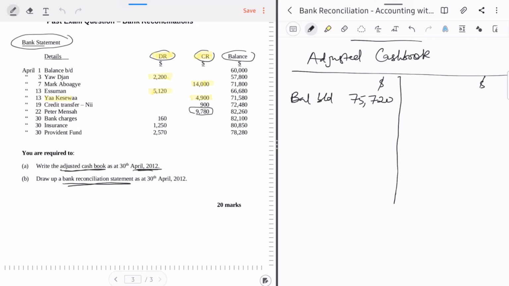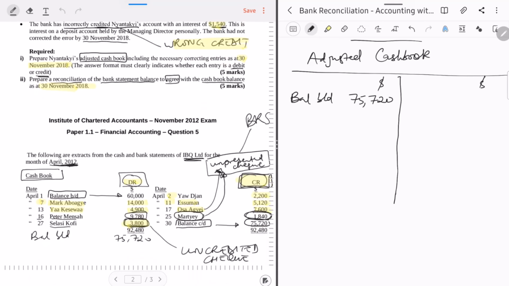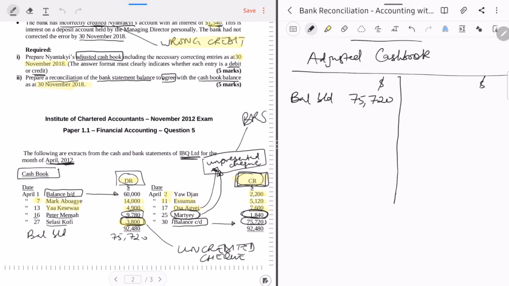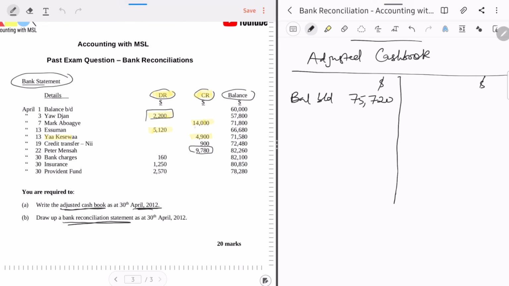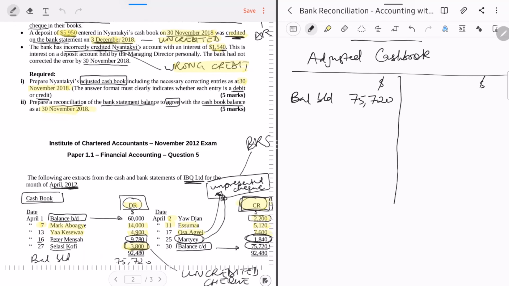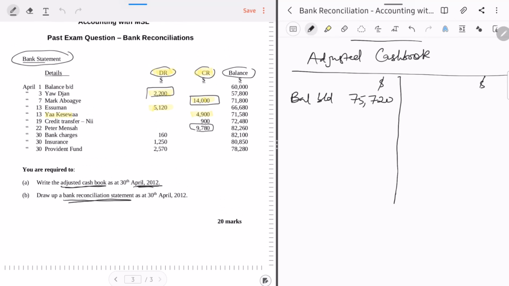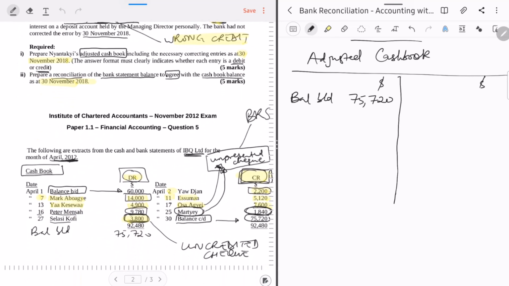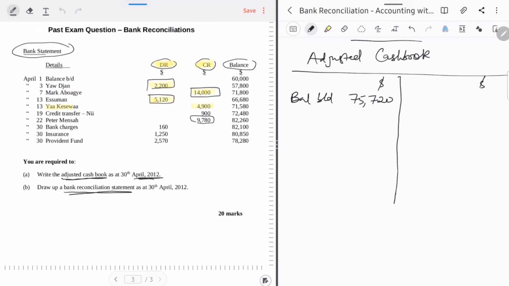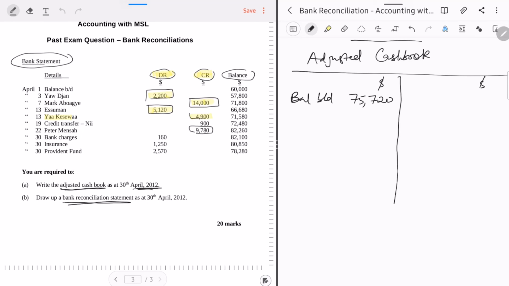So let's start. I remember we saw Yao Jan, right? 2,200, just to confirm. Yes, it's here. So we are good. The next is 14,000. Makabuaji, yes, we saw it. Yes, it's here, 14,000. All right, the next is Isuman 5120. I think we saw it, that's why I've highlighted it. Yes, it's here, 5120. Perfect. Okay. Then Yakesewa 4900.